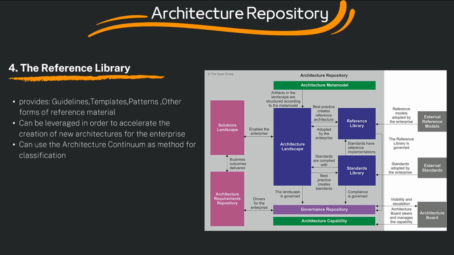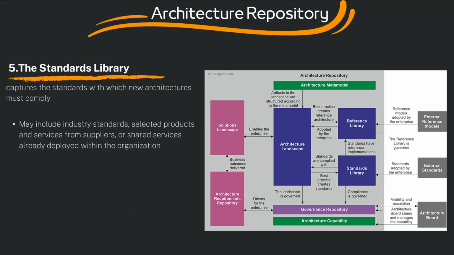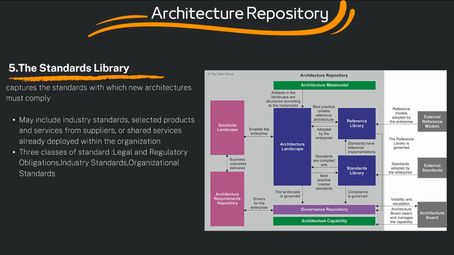Can use the architecture continuum as a method for classification. The standard library captures the standards with which new architecture must comply. May include industry standard selected products and services from suppliers or shared services already deployed within the organization. Three classes of standard: legal and regulatory, application and industry standards, and organizational standards.